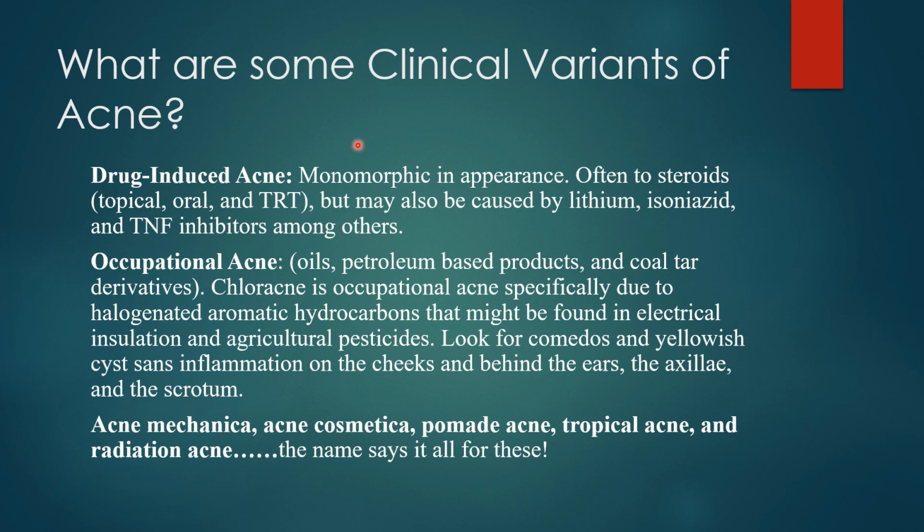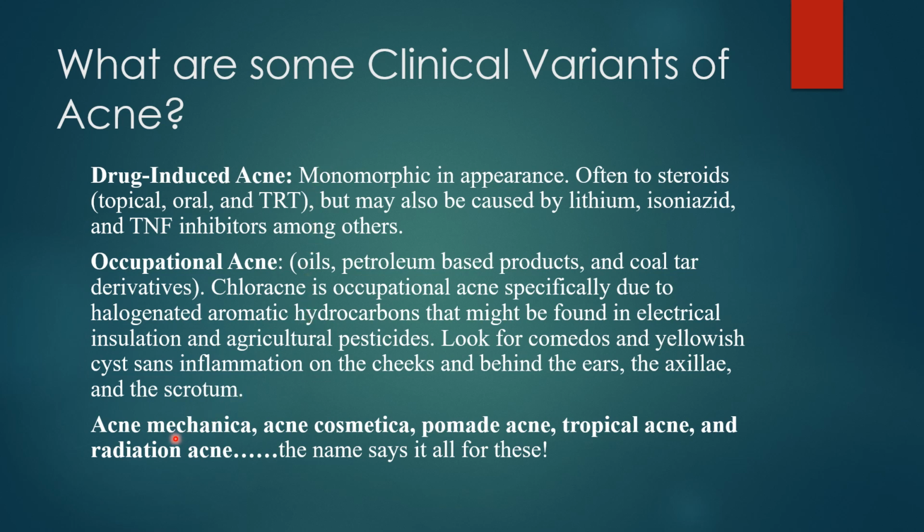After that, we have occupational acne, and this is due to oils or petroleum-based products, coal tar derivatives, that sort of thing. Chloracne is an important one, and this is an occupational acne specifically due to halogenated aromatic hydrocarbons that you can find in electrical insulation and in agricultural pesticides. And on clinical exam, you're going to see comedones and yellowish cysts without inflammation on the cheeks and behind the ears, under the arms, and in the scrotum.